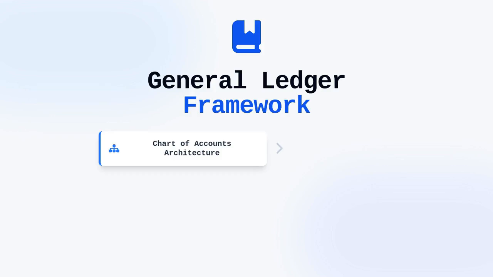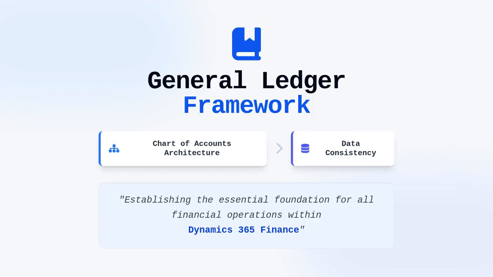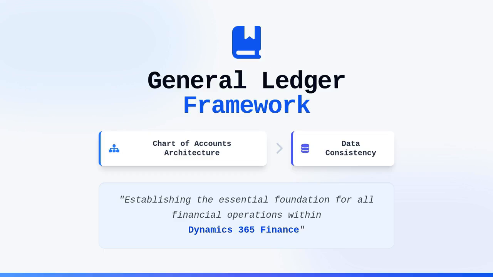Welcome to the General Ledger Framework, where we will explore the architecture of the chart of accounts. This chapter provides the essential foundation for data consistency across all your financial operations in Dynamics 365 Finance.